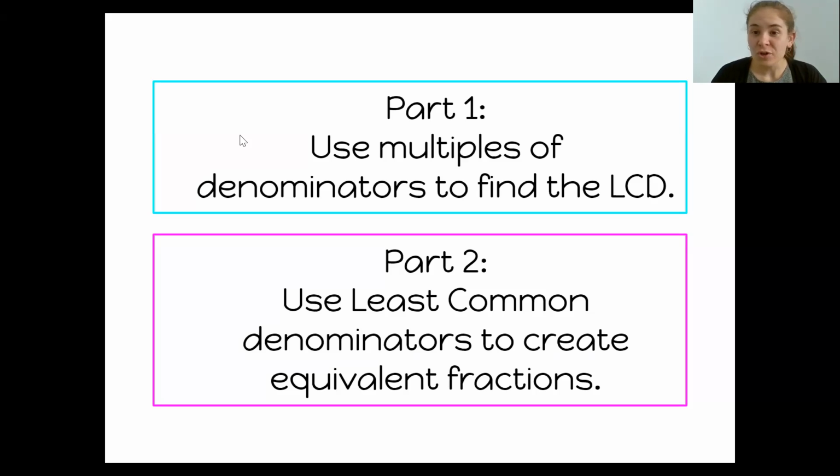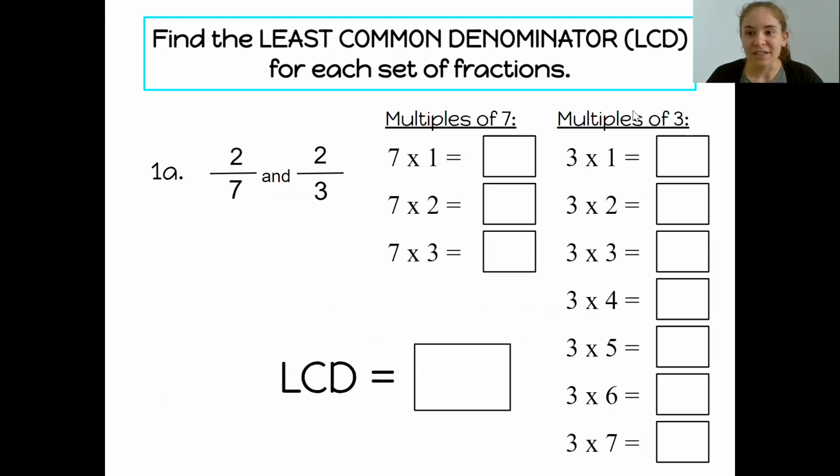So on your Google Classroom assignment, there are two parts and they're going to be back to back for each question. In the first part, you're going to be using multiples of each denominator to find that least common denominator. And then the slide right after is going to show you how to use that least common denominator to actually add those fractions. So we're going to take a look at those parts and then you'll see the example that's given to you on your actual assignment. Okay, so here we go.